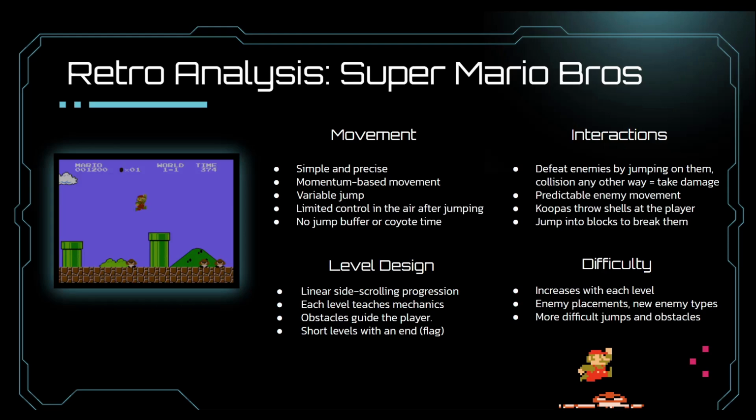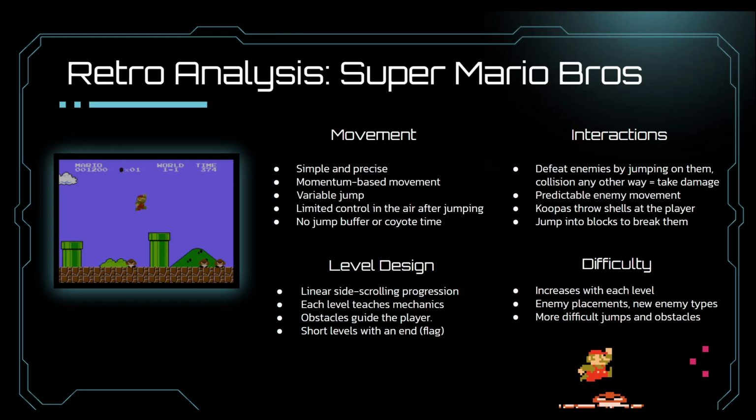So I'll start by analyzing Super Mario Bros., the game that defined many of the platformer mechanics that we still see today. So for movement, it's very simple and strict, so you don't really have a lot of control over your character. Instead, it focuses more on momentum and physics. So the faster you run, for example, the higher you're going to jump, or the farther you're going to jump. And it also does have variable jumps. So if you hold jump, you jump higher.